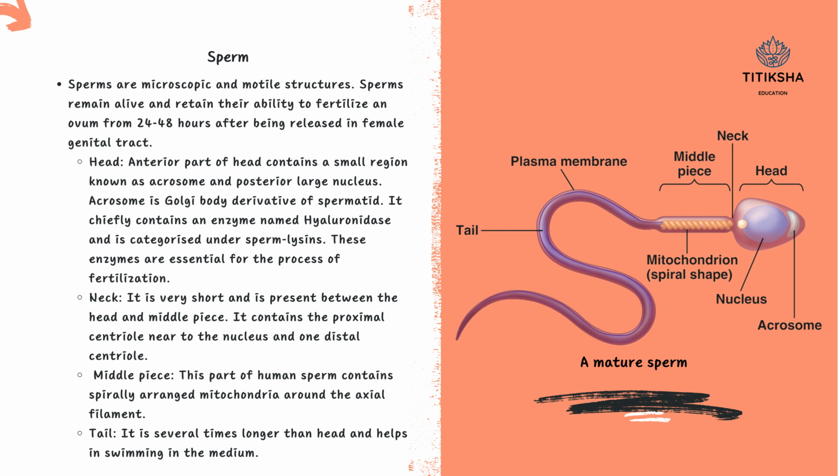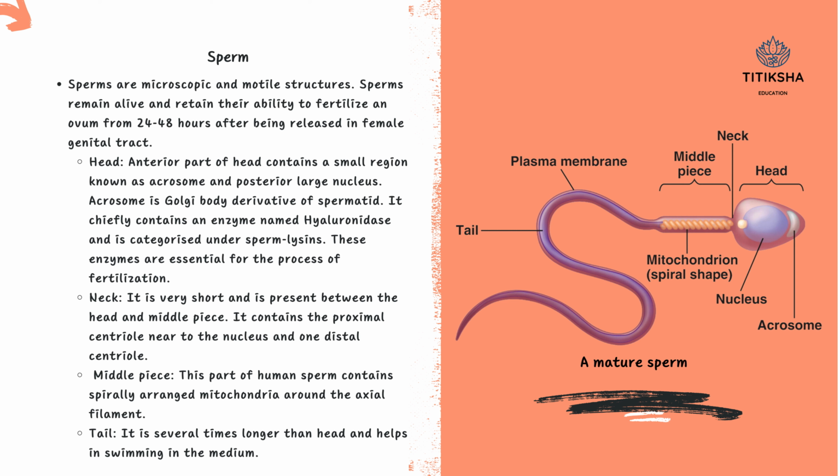Head. Anterior part of head contains a small region known as acrosome and posterior large nucleus. Acrosome is Golgi body derivative of spermatid. It chiefly contains an enzyme named hyaluronidase and is categorized under sperm lysins. These enzymes are essential for the process of fertilization.